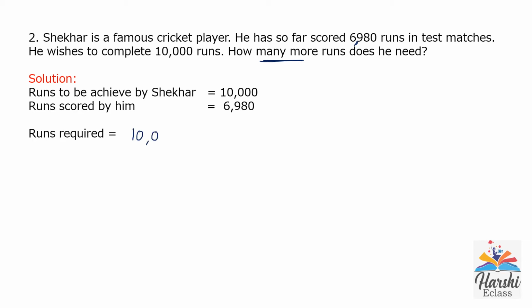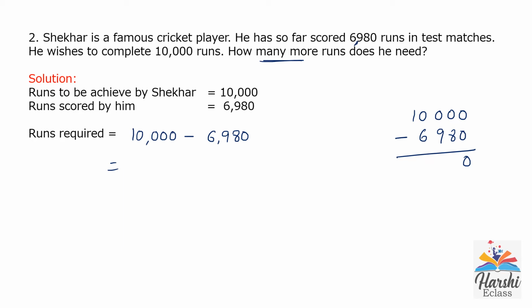From which 10,000 minus 6,980, we will get the required runs. Do that subtraction here. 10,000, 6,980. We are subtracting it. 0 minus 0, it will be 0. 0 minus 8. Subtracting 8 from 0 is not possible. So what we will do? We will start borrowing. But on the next place also there is 0.